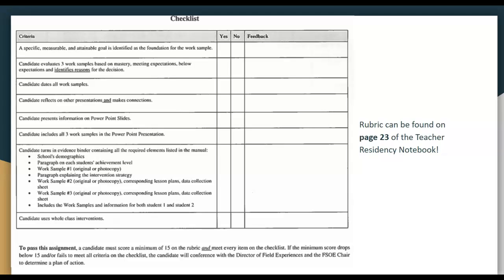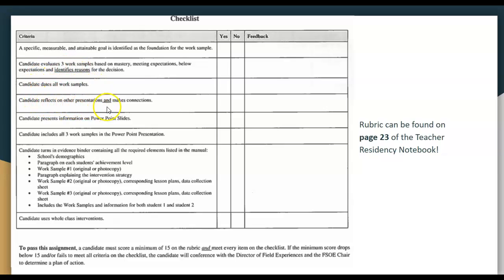And then on the following page, you see that this is really more of a checklist. And the expectation is that you would be doing all of these things so that we would be able to mark yes for every single one. Do you have a SMART goal? Is it specific, measurable, attainable? Do you evaluate 3 work samples? Do you date the work samples?